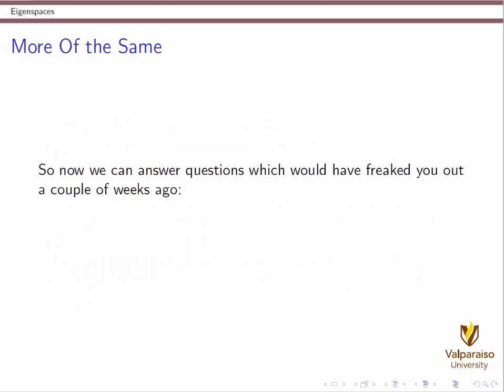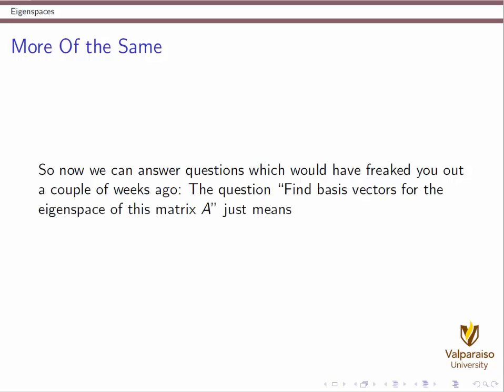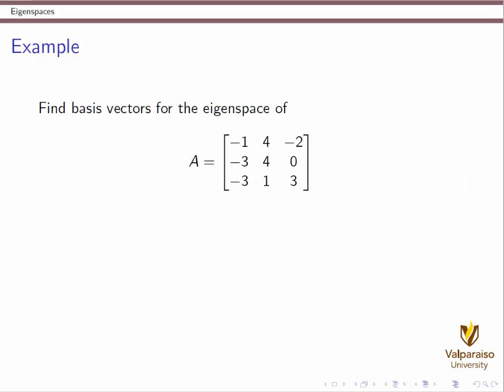So at this point, you can see and not freak out about a question that a couple of weeks ago would have looked awful. The question would be, find the basis vectors for the eigenspace of this matrix A. If you had seen that question a few weeks ago, you probably would have just dropped your stuff, turned around, and walked out of the class. All this means is find the eigenvectors of the matrix, because they are the basis vectors for the eigenspace of the matrix. So let's run through finding basis vectors for the eigenspace of this matrix, which is just finding the eigenvectors exactly like we did in the last slides.